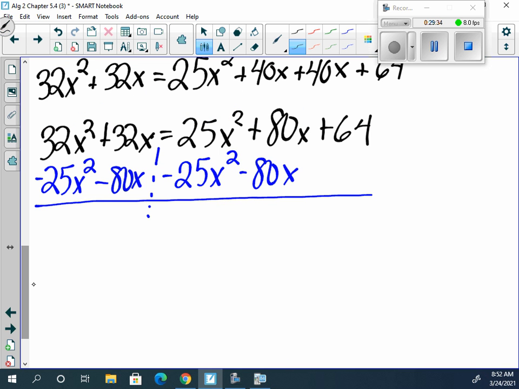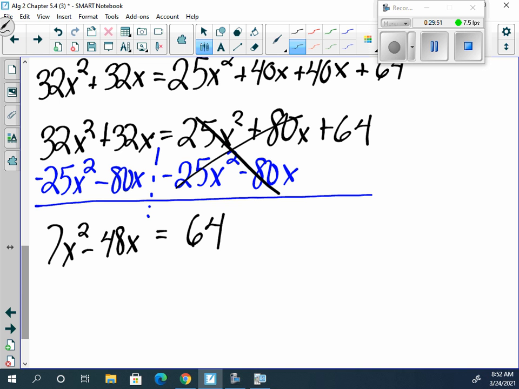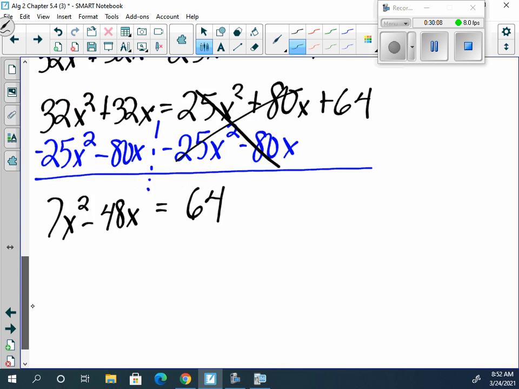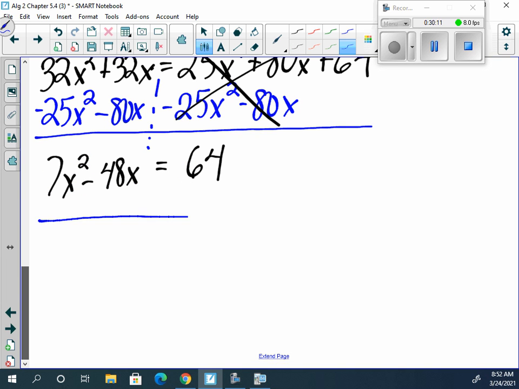Now, 32x squared minus 25x squared is going to give us 7x squared. 32x minus 80x is going to give us negative 48x is equal to 64, because all this stuff is gone. And lastly, we've got to move the 64 over. I didn't want to do it all in one step because I realized it would be a lot all in there. So the last thing we have to move is the 64.